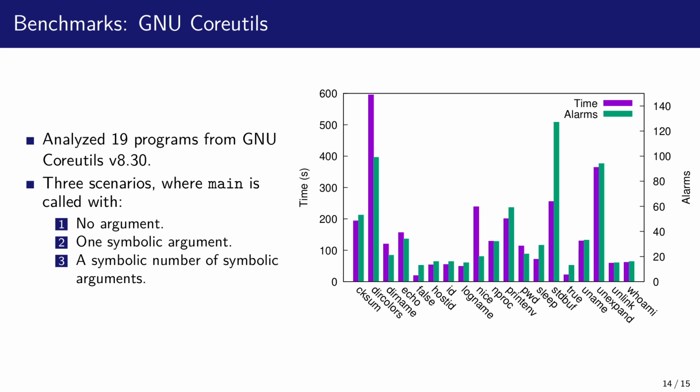So here we see the analysis time and the number of reported alarms. So in general, the analysis takes a few minutes. However, as for the Juliet benchmarks, the analysis can be imprecise. So we have to work more in order to improve the precision of the analysis.